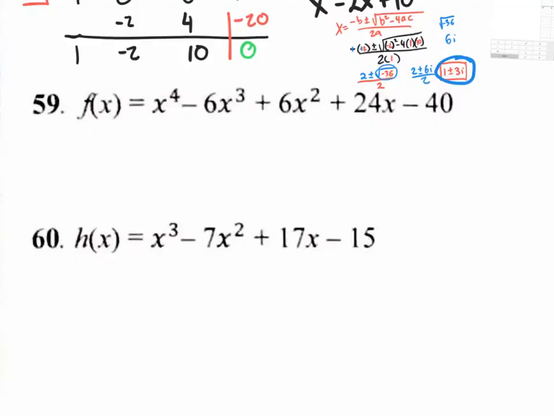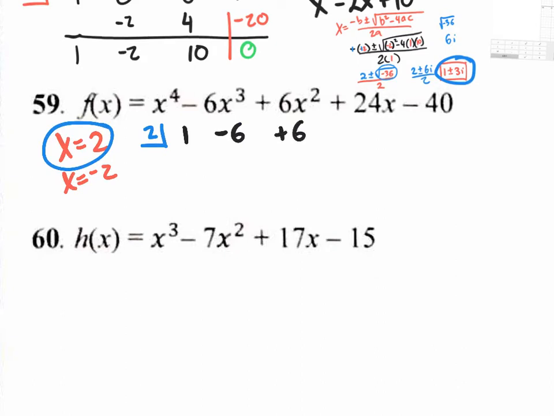So once again, we said that the 2 answers so far are +2 and also -2. So let's use one of them to make this a depressed polynomial. We're going to plug in, let's do the top one, 2. If we plug in 2 right in here, let's do a list of the coefficients. We have the coefficient of 1 on x to the 4th, the coefficient of -6 on x to the 3rd, the coefficient of +6 on x squared, the coefficient of 24 on x, and the constant -40 at the end.